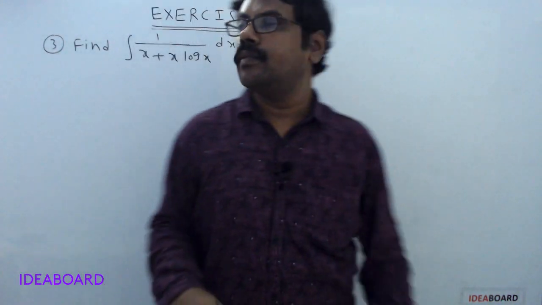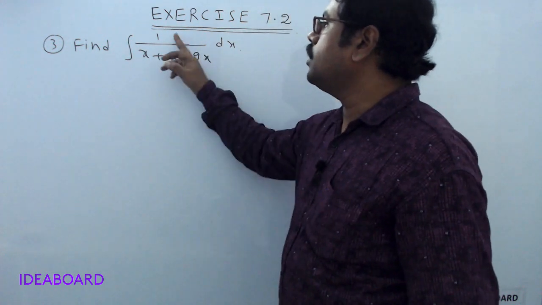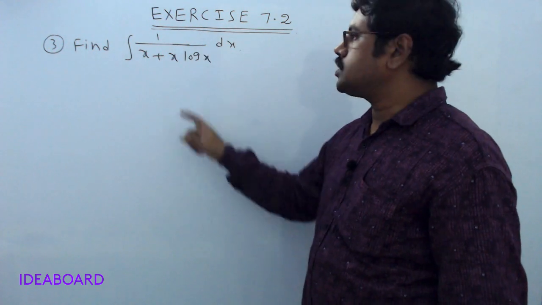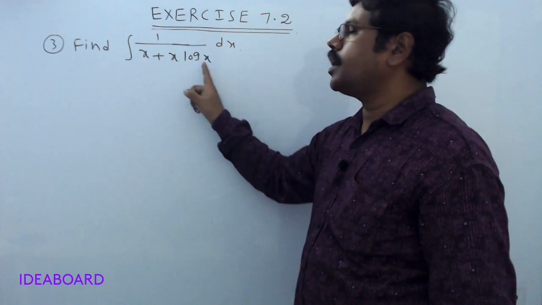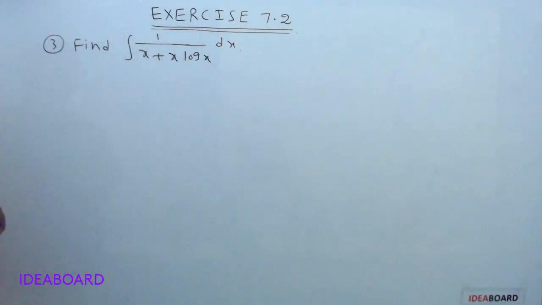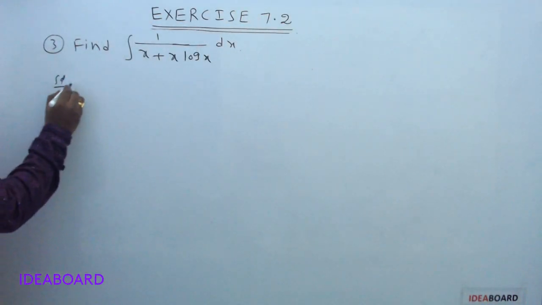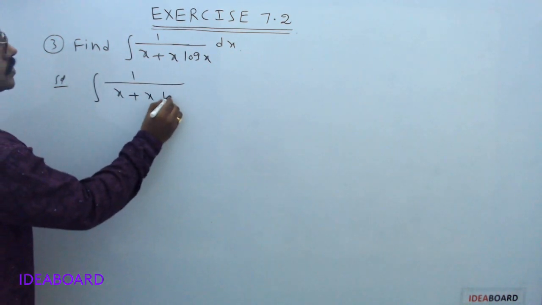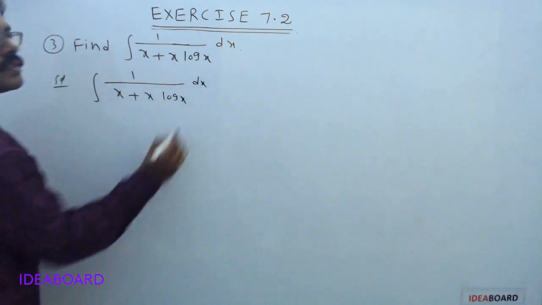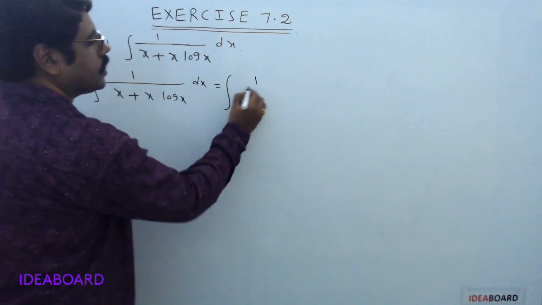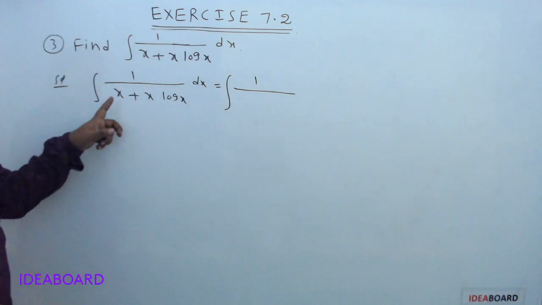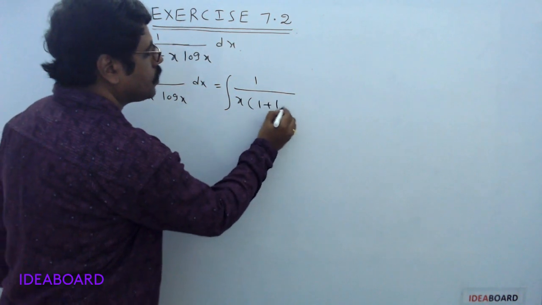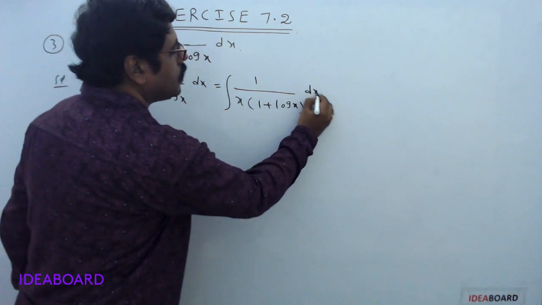Now come to the next problem. Find integral 1 divided by x plus x log x dx. First take the common factor x from the denominator. Come to the solution. Integral 1 divided by x plus x log x dx. Now this equals integral 1 divided by, you can take the common factor x from the denominator, so x into 1 plus log x dx.